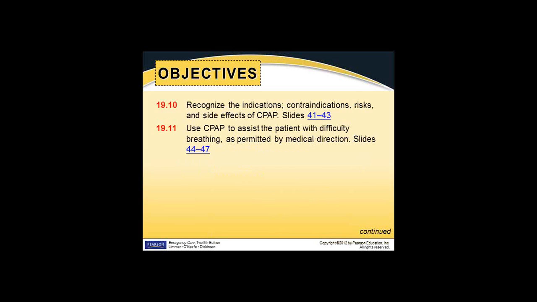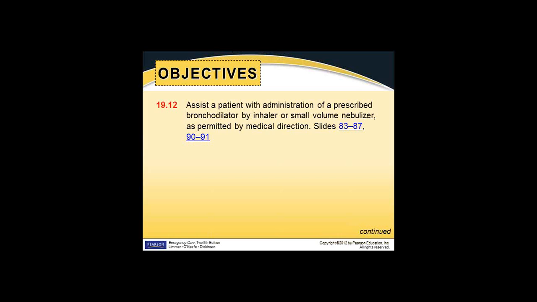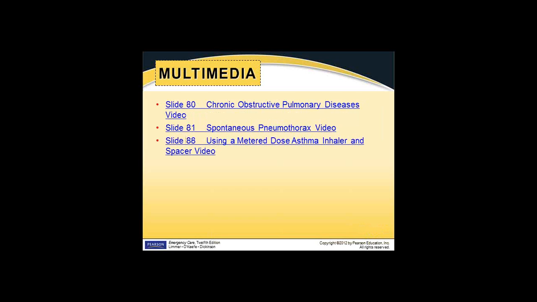So we're going to discuss a little bit about ventilation again, the respiratory process again, and then talk about a few of the different types of medical emergencies that go along with this and any additional treatments that may go with this. So a couple of multimedia slides, one about chronic obstructive pulmonary diseases. That term itself is a generic category. Spontaneous pneumothorax, which is a rare but interesting phenomenon that occurs, and then the use of a metered dose asthma inhaler and a spacer video.